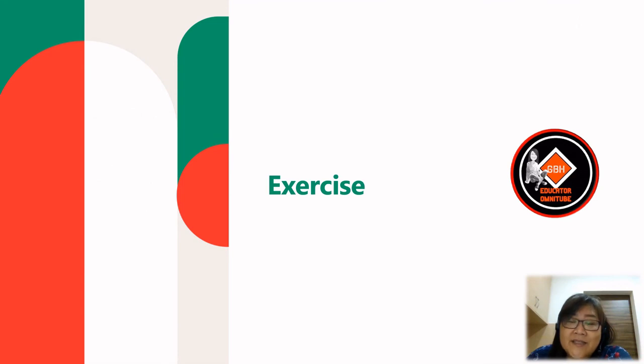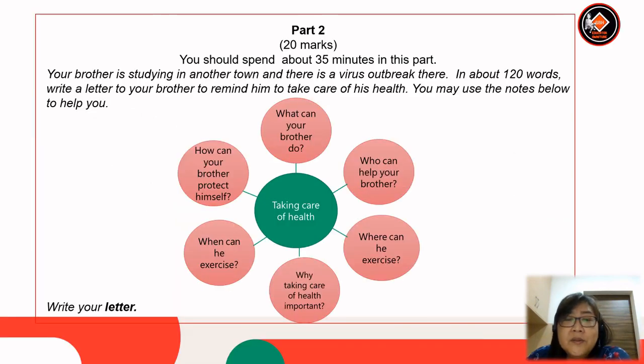So try this exercise. Dear pupils, you can try to write an informal letter and then discuss your answers with your teachers. Okay, let's look at the question. Part 2, 20 marks. You should spend about 35 minutes on this part. Your brother is studying in another town and there is a virus outbreak there. In about 120 words, write a letter to your brother to remind him to take care of his health. You may use the notes below to help you.